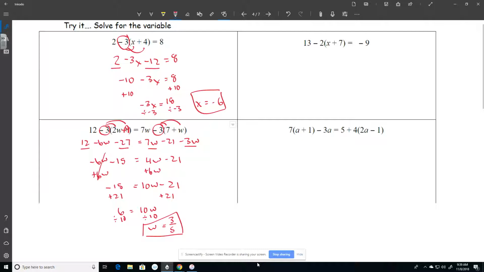Okay. Go ahead, pause the video. I want you to try these two problems on your own, see if you can figure them out, and then start the video and I'll walk you through.